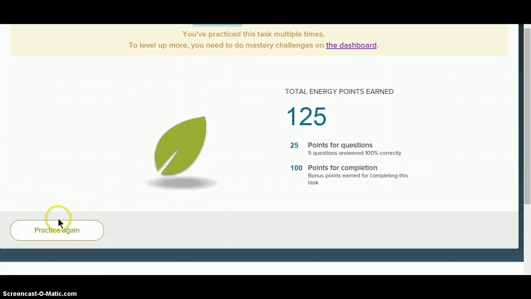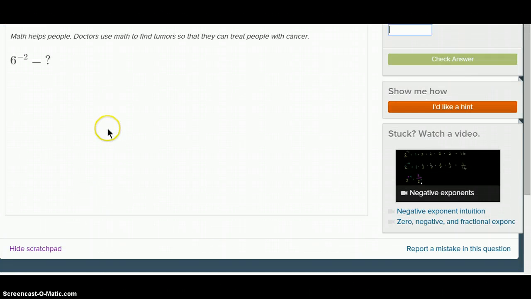Okay, let's see if we can get a harder one eventually. Okay, so 6 raised to the -2, that's the same as 1/6 squared, which equals 1/36.